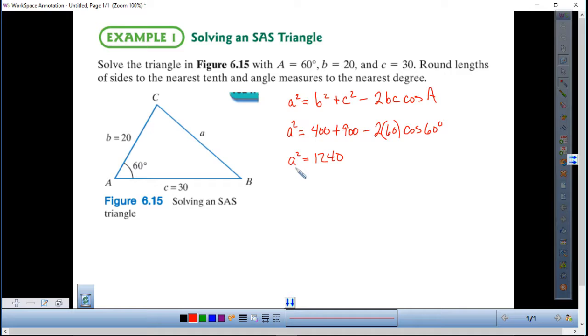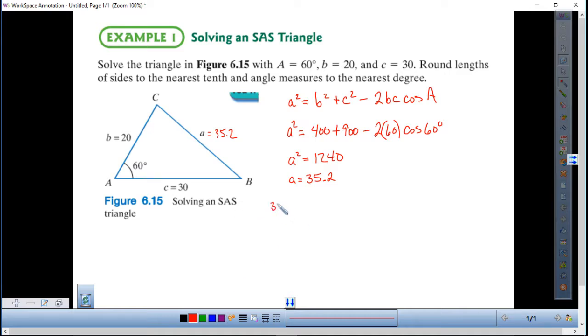So we have to take the square root. And that gives me A is going to equal 35. We're doing sides to the nearest tenth and angles to the nearest degree, so 35.2. All right, now at that point, we know all three of the sides. And once we know all three of the sides, we can use the law of sines and go from there.